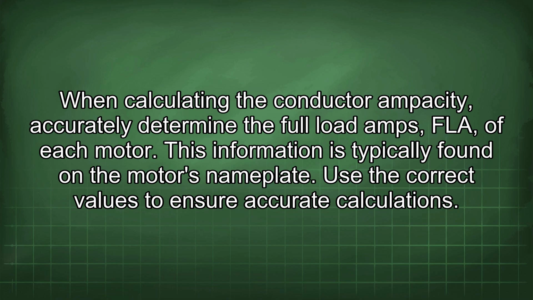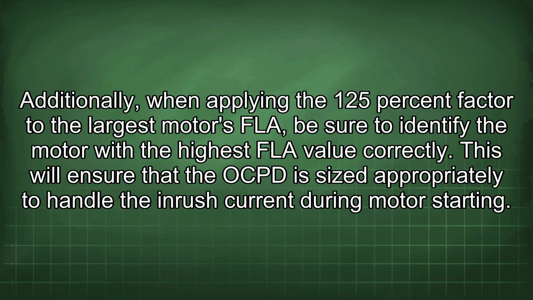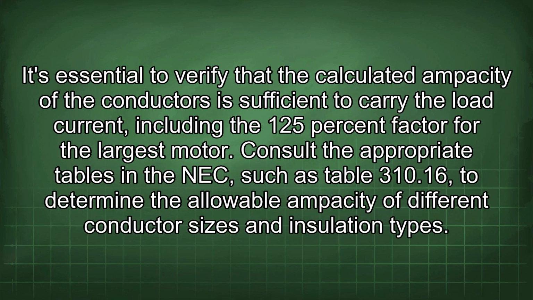This information is typically found on the motor's nameplate. Use the correct values to ensure accurate calculations. Additionally, when applying the 125% factor to the largest motor's FLA, be sure to identify the motor with the highest FLA value correctly. This will ensure that the OCPD is sized appropriately to handle the inrush current during motor starting. It's essential to verify that the calculated ampacity of the conductors is sufficient to carry the load current, including the 125% factor for the largest motor.